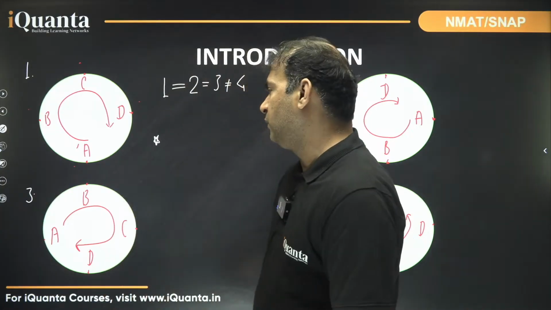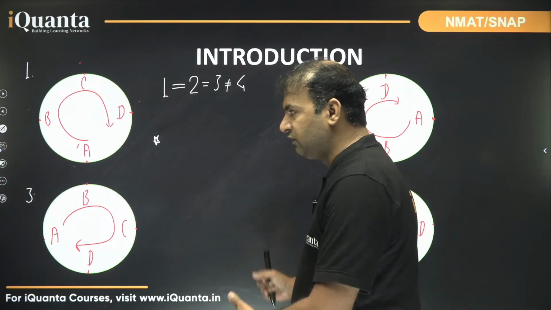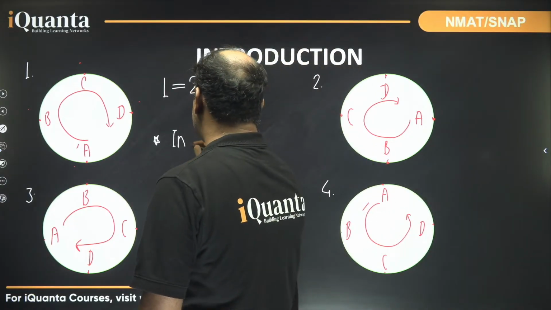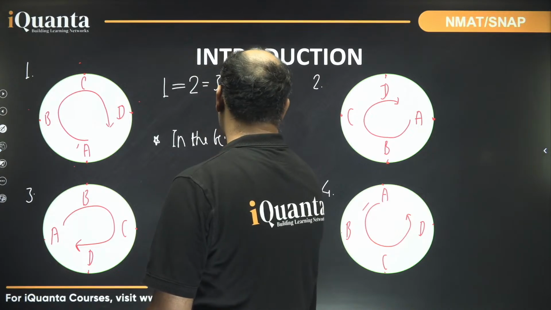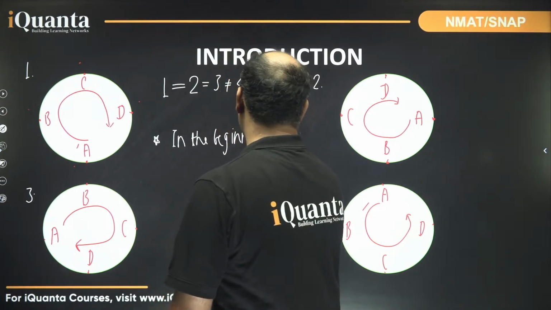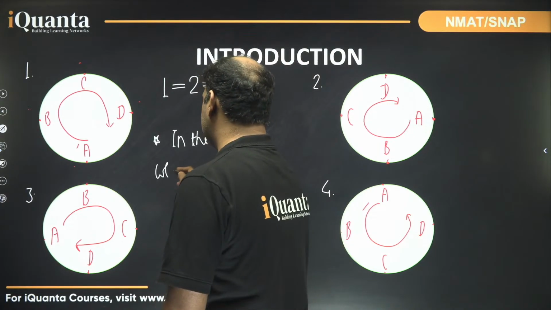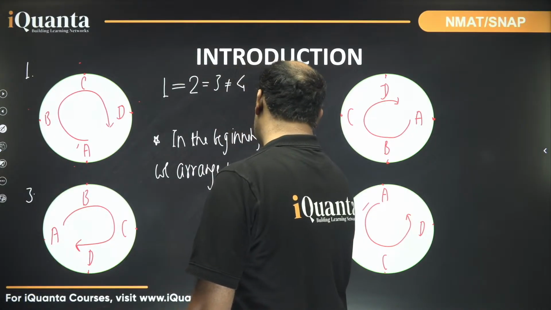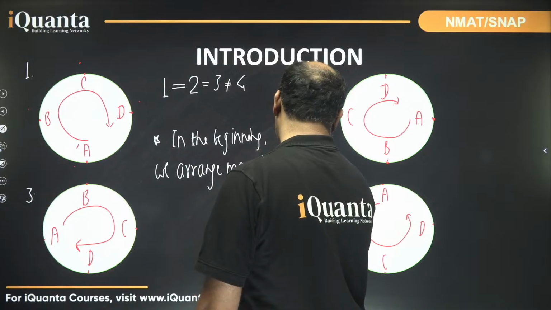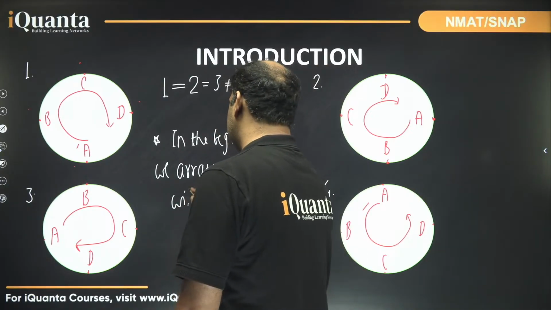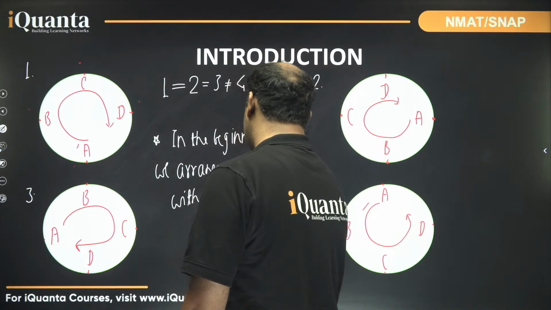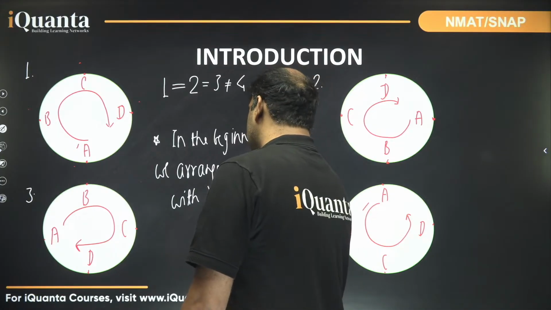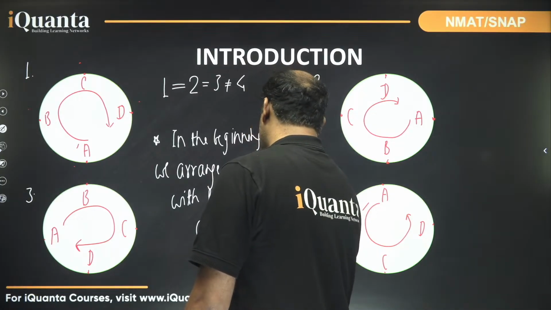So guys, when you are solving, you have to choose the information in such a way that in the beginning we arrange maximum people with the least number of cases or arrangements. So we have to start in a very specific manner.